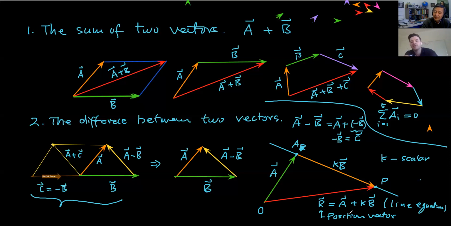Is that K, that scalar, equivalent to the M gradient in a Cartesian line? Yeah, K will be the gradient. So that is an application of using the vector language. Using vectors, we can describe the straight line without using Cartesian coordinates.